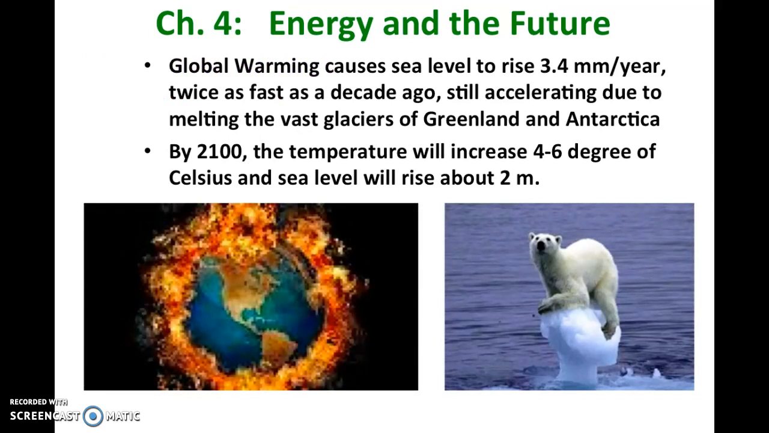This global temperature increase, or global warming, causes the sea level to rise 3.4 millimeters per year, twice as fast as a decade ago, and still accelerating due to the melting of the vast glaciers of Greenland and Antarctica. By the next century, the temperature is predicted to increase by 4 to 6 degrees Celsius and the sea level to rise about 2 meters. We don't want to see that really happen. The Earth would be like a fireball and the polar bears without a homeland.